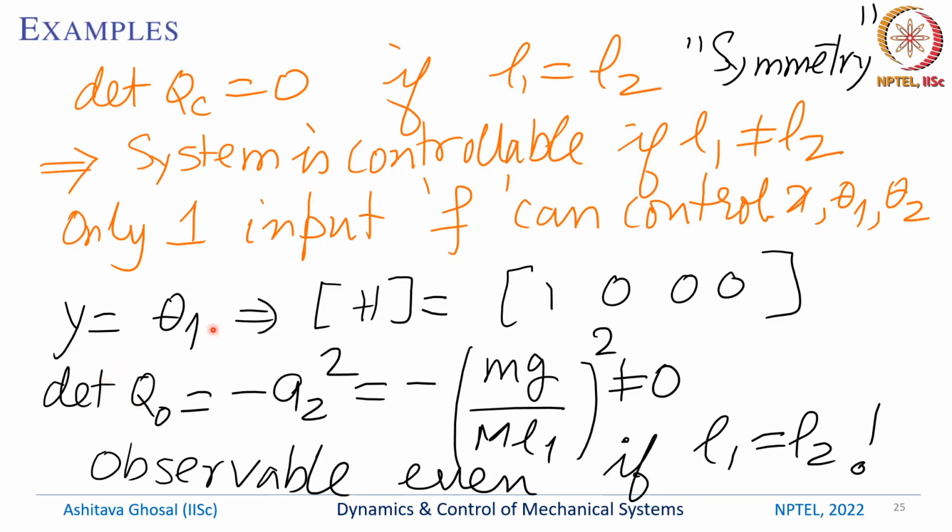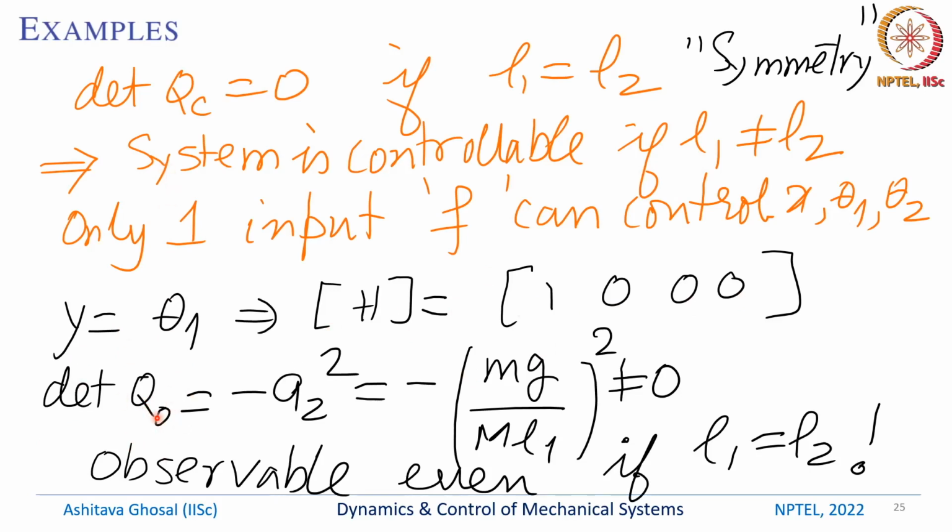Let's look at observability of this system. Let's assume that we are only going to measure one of the rotations of the pendulum, which is theta 1. Okay, so there is theta 1, theta 2 and x, but we are only going to measure theta 1. So H is what? 1, 0, 0, 0, because remember we have two differential equations in theta 1 double dot and theta 2 double dot, and the state variables are theta 1, theta 2, theta 1 dot, theta 2 dot. Okay, in this final form after I have gotten rid of x. So H is 1, 0, 0, 0, and we can again find the determinant of this QO matrix.